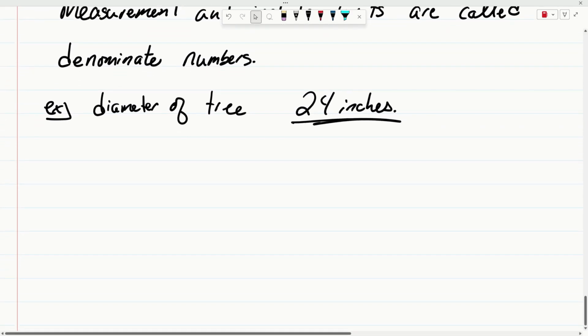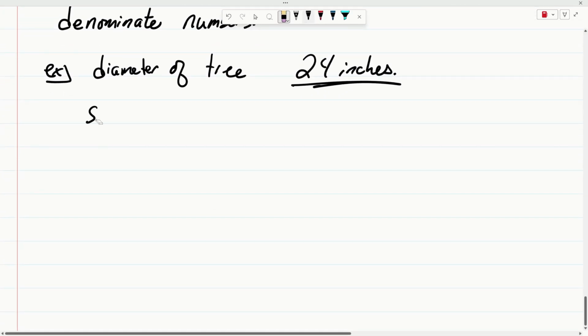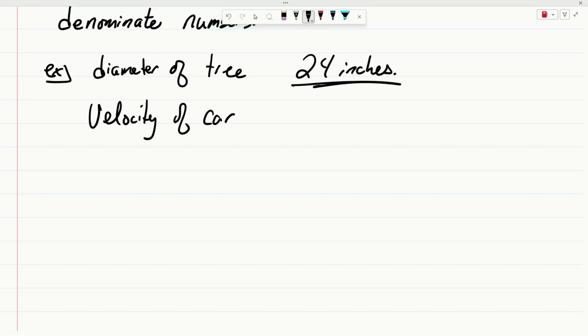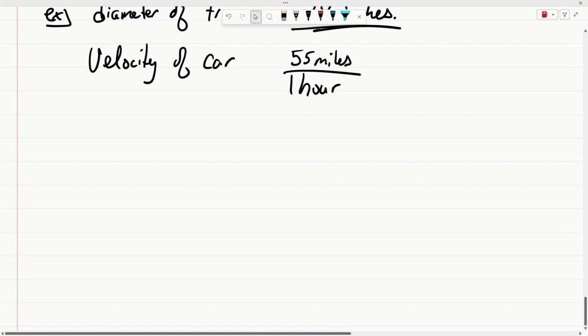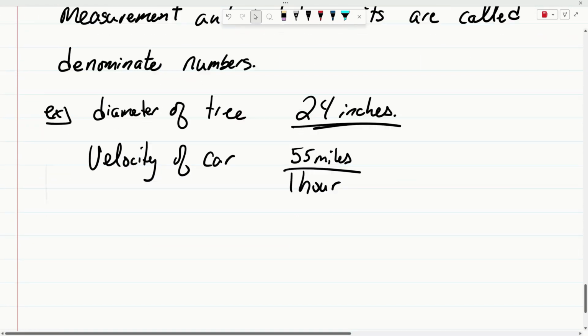Another one would be the speed of a car. Let's use a better word, velocity. Normally, if you're driving on the parkway, the speed limit is 55 miles per 1 hour. So you have a measurement and you have its units, denominate numbers. Sometimes it's more convenient to state the definitions and operations on numbers. This is what we mean by literal form or literal numbers. And this will be the last thing we go over.